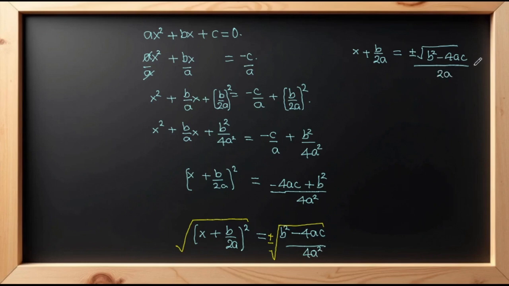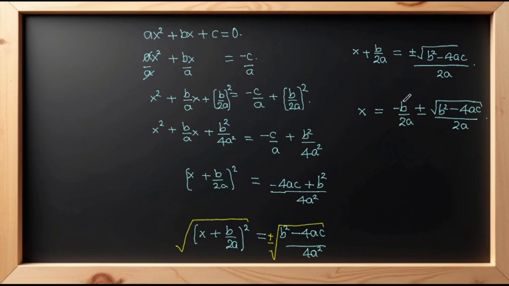Then our main target is to make x the subject. By doing so, we have to collect like terms. So we take b over 2a to the right hand side. So we have negative b over 2a plus or minus the root of b squared minus 4ac, all over 2a. Now we have two terms here.